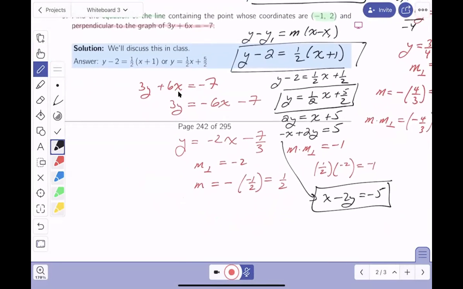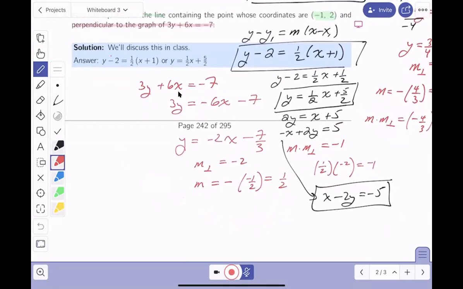Let's look at the answer key, though. See if we got it right. Mistakes happen. y minus 2, 1/2 x plus 1. Let's see if we got this one right. y equals 1/2 x plus 5 halves. They didn't write this one down, but you know what? No big deal. We don't need to write that one down. All right, let's go to page 3 now.